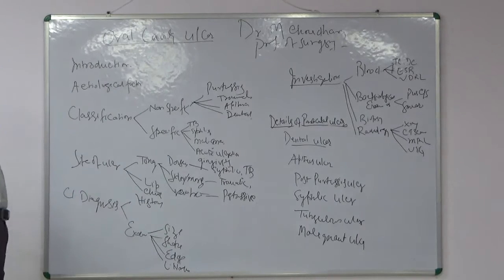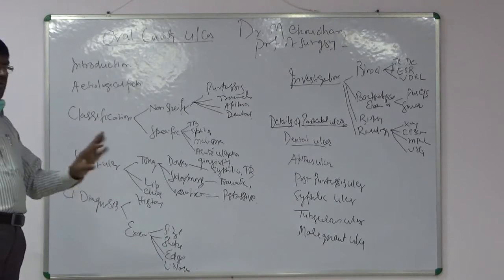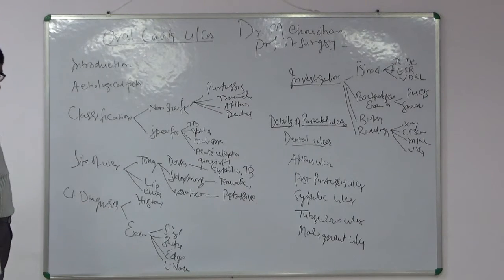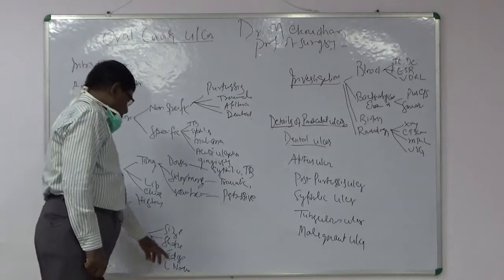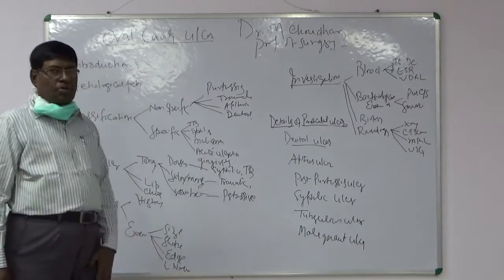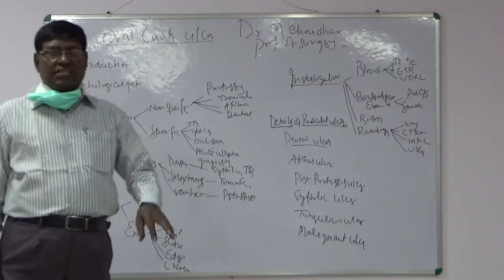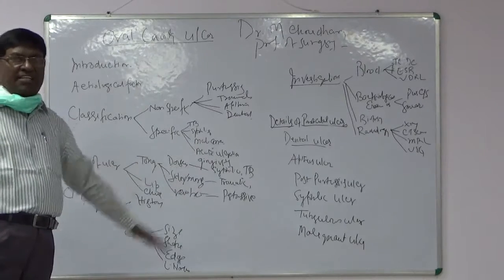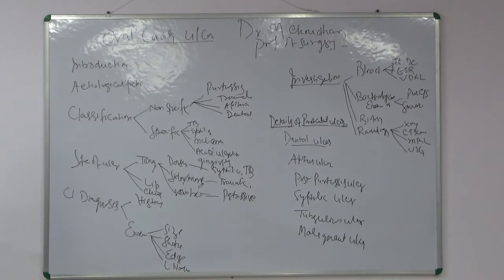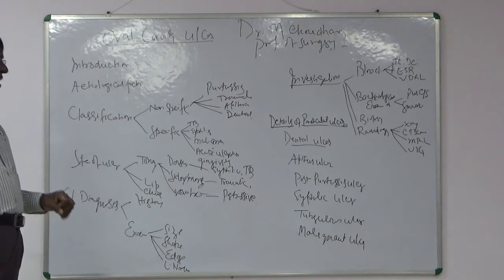The tuberculous ulcer is undermined, oval or maybe small, and the edge of the ulcer is also important because it is punched out in case of the syphilitic ulcer, it is undermined in case of the tuberculous ulcers, and in case of the malignant ulcer, the margin or edge is everted.